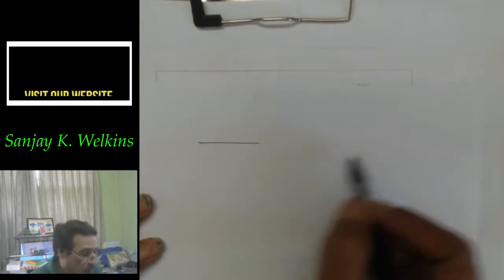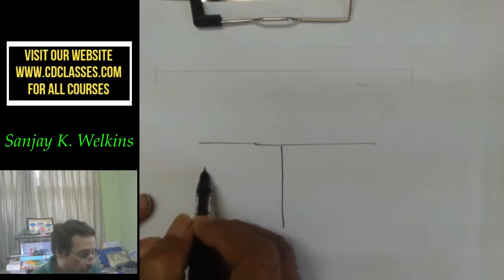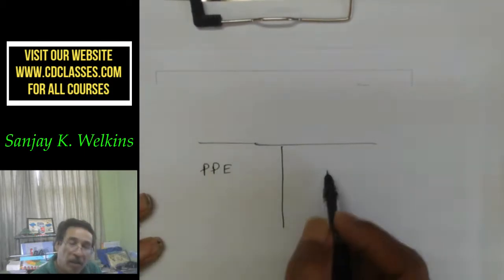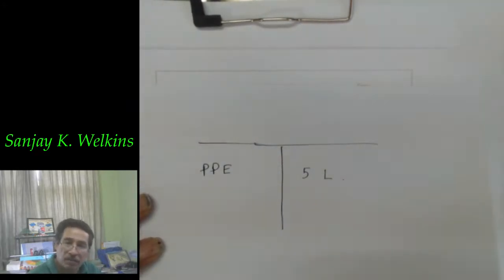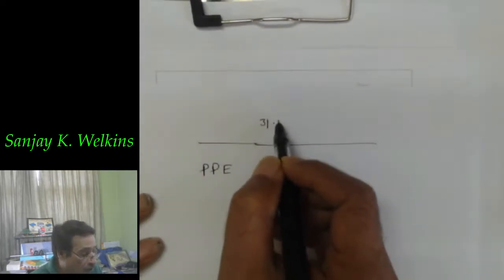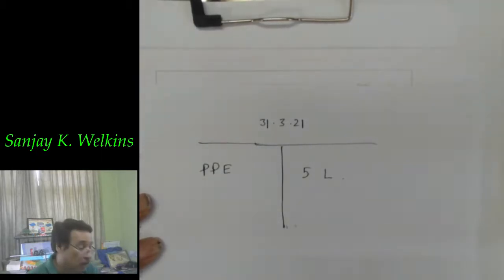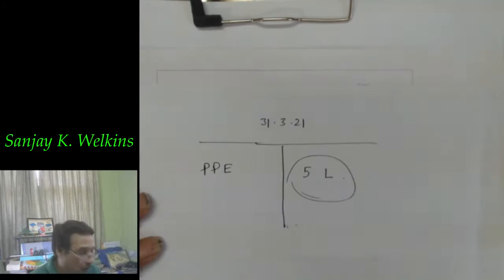Suppose there is an entity. You need not write this because it's rough work. An entity has reflected, let us say, an item of property, plant and equipment in the balance sheet at rupees 5 lakhs, correct? And let us say this is the balance sheet as at 31st March 21. This particular item is reflected at rupees 5 lakh.